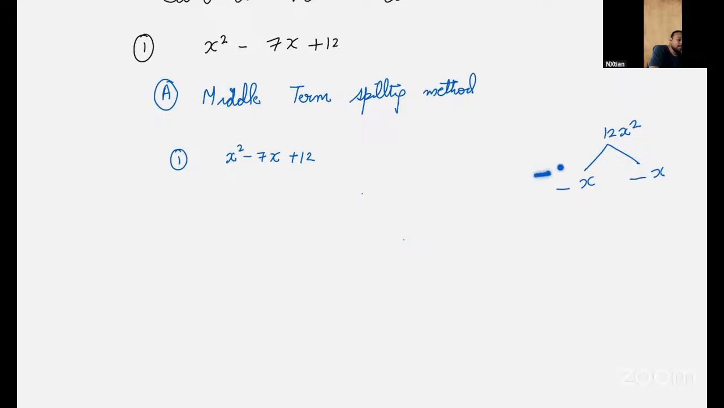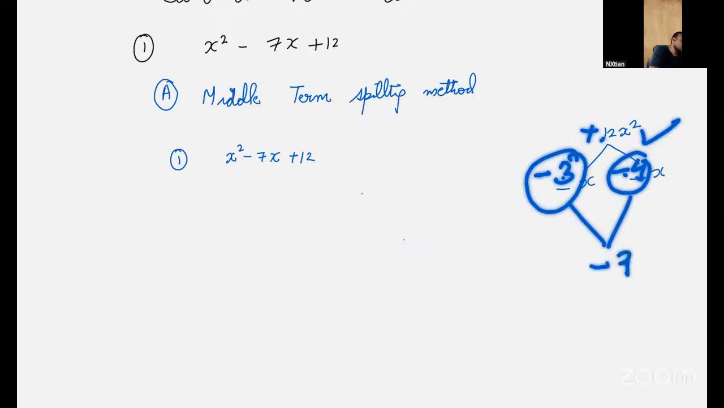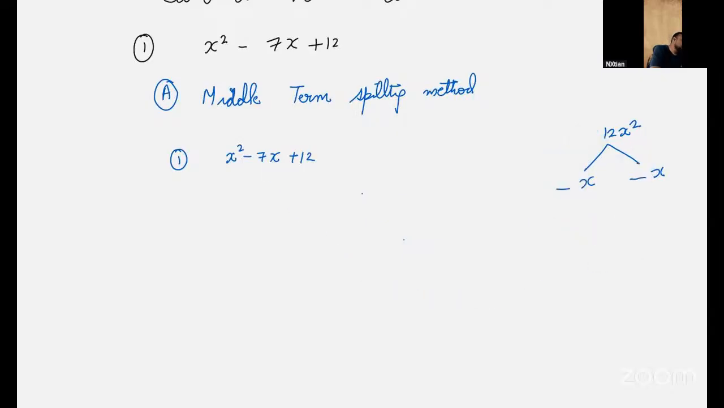So if I take -3 and -4, 3 fours are 12, and minus minus will become plus, which is correct. And -3 and -4, because they are the same sign, we have to add them, so it will become -7. So I got the middle term factors. What are the middle term factors? These are the -3 and -4.